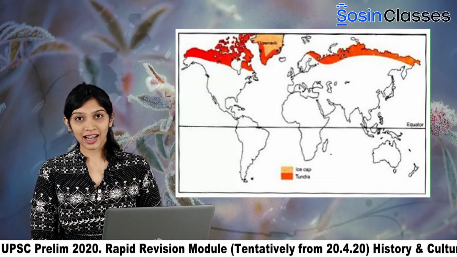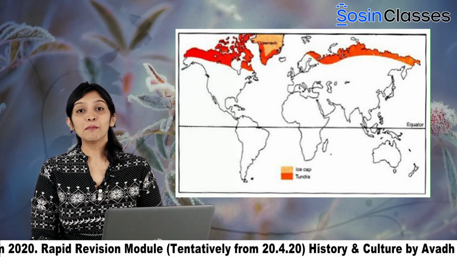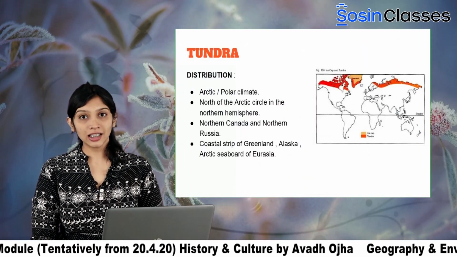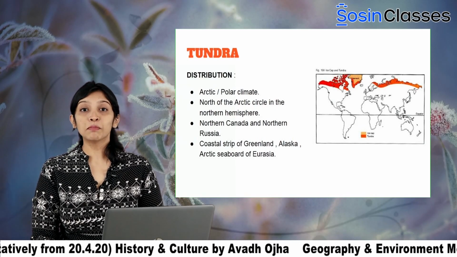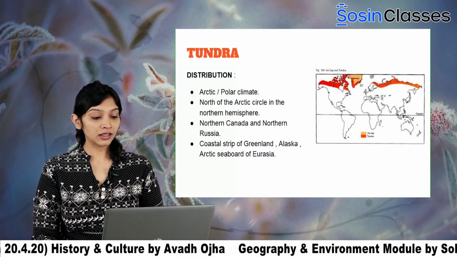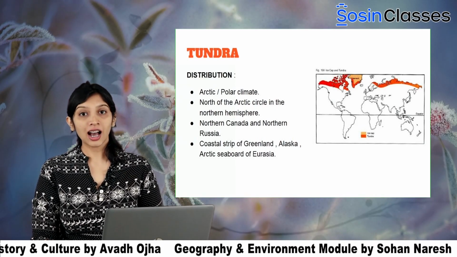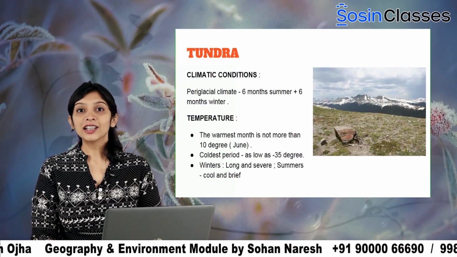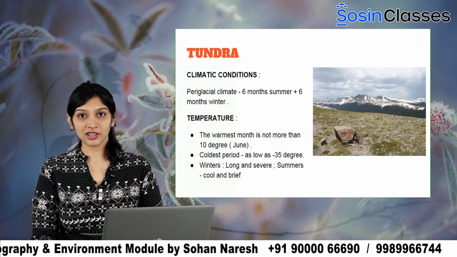On the right hand side, there is a map of the world depicting the distribution of the tundra climatic region. It is in the northern hemisphere, mostly in parts of Eurasia, in coastal strip of Greenland, Alaska, northern Russia and northern Canada. Let us now look at the climatic conditions.